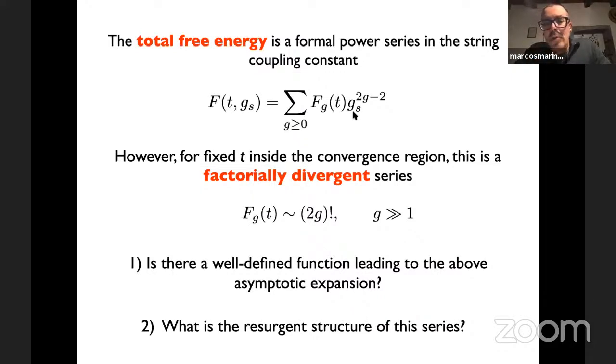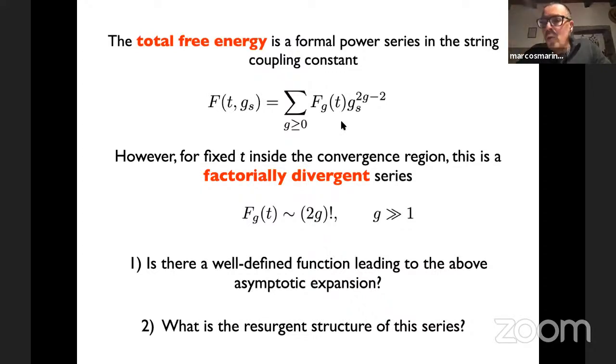divergence hits you, because all these numbers are well defined if t is inside the convergence region that I was mentioning before. So if you fix the value of t of the Kähler parameter in this convergence region, these numbers are well defined. And it turns out that as g grows, these numbers grow like (2g) factorial. So also each of these functions is a well-defined function near the large radius limit. This series is itself divergent.